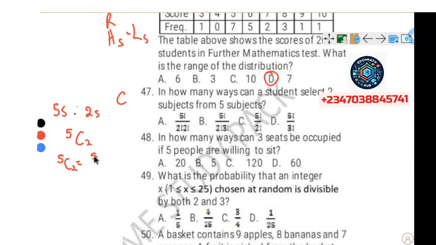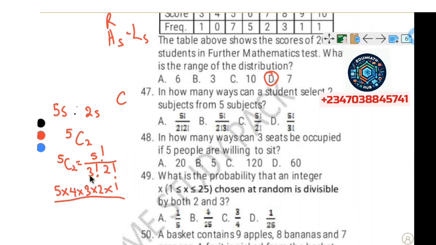That will give you 5 factorial divided by 5 minus 2, that will give you 3 factorial, then 2 factorial. So this will give you 5 times 4 times 3 times 2 times 1 divided by 3 factorial, which is 3 times 2 times 1, then 2 factorial is 2 times 1. So these ones can cancel out, as you can see. So this is 6 at the bottom. 3 times 2 is 6.